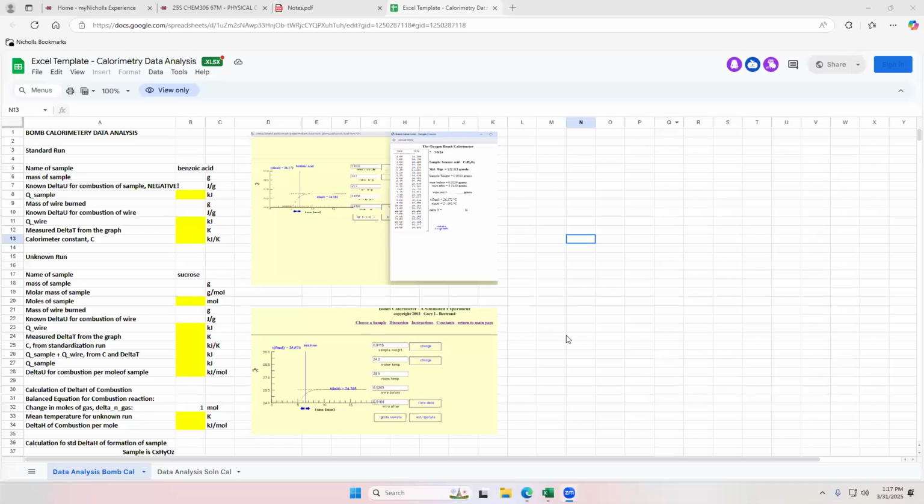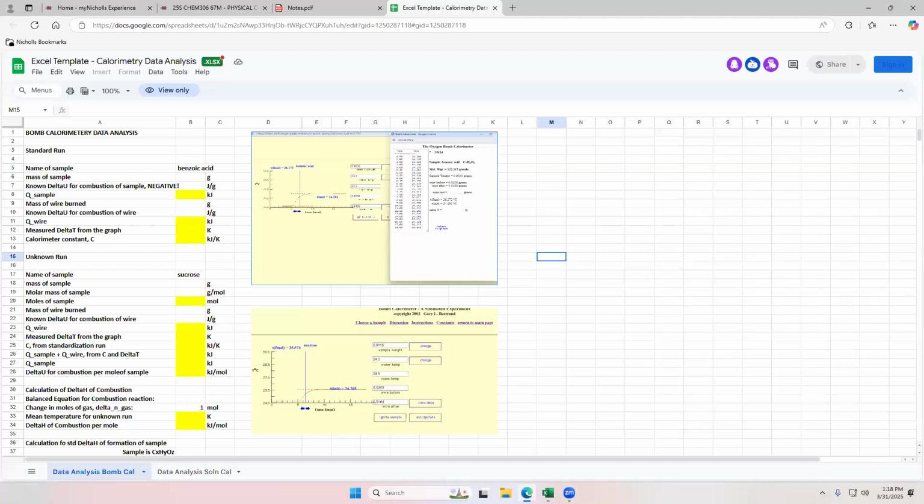All right, so let's take a look at how we're going to analyze the data from your bomb calorimeter and your solution calorimeter. What we have here in this template is sample data that you can get from the simulator. Remember, you did your simulation a couple of weeks ago, so you have your own standard run and unknown run. This is my standard run and unknown run from that simulator. I'm going to walk you through the analysis of the data.